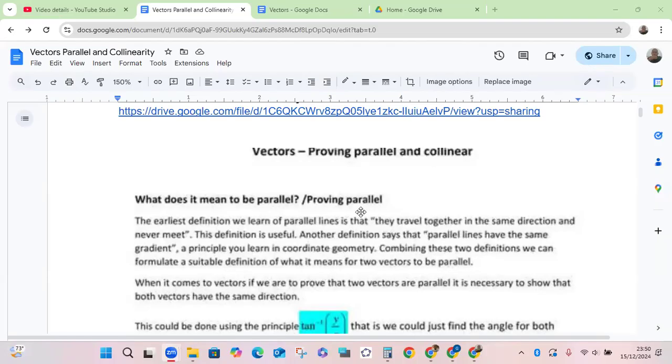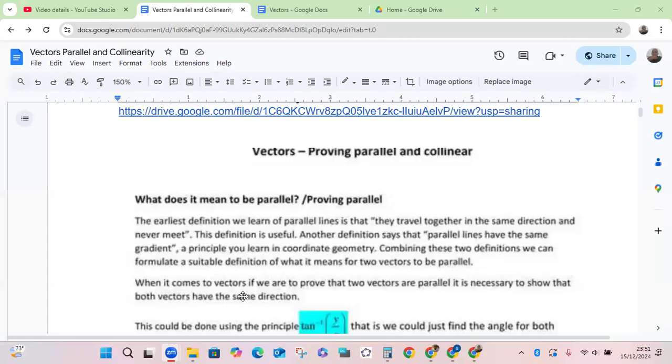Here's a document that was prepared which talks about proving parallel and collinear. What does it mean to be parallel? Proving parallel. The earliest definition we learn of parallel lines is that they travel together in the same direction and never meet. This definition is useful. Another definition says that parallel lines have the same gradient, a principle you learn in coordinate geometry. Combining these two definitions, we can formulate a suitable definition of what it means for two vectors to be parallel.